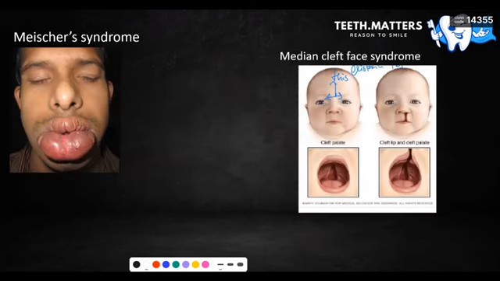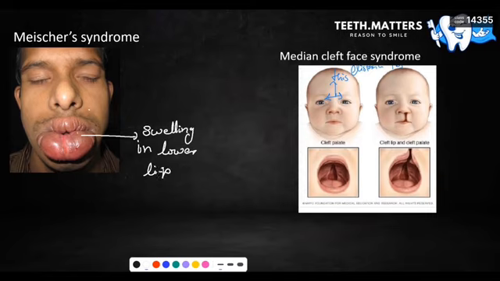Next syndrome is Miescher syndrome. Miescher syndrome is also known as cheilitis granulomatosa. Here there is swelling in the lower lip. And it is also known as cheilitis granulomatosa.